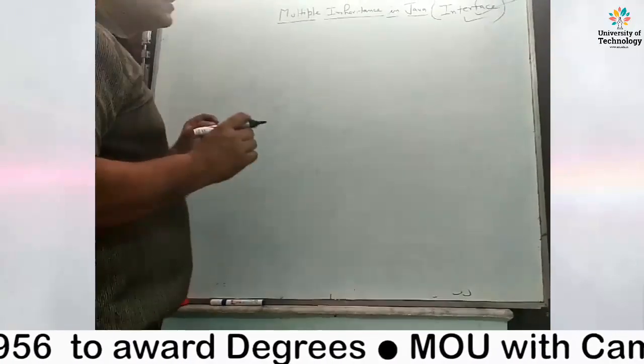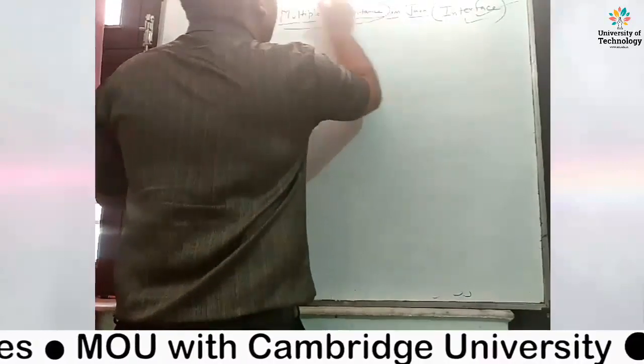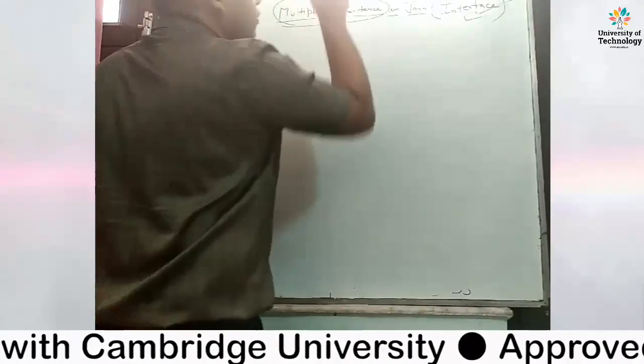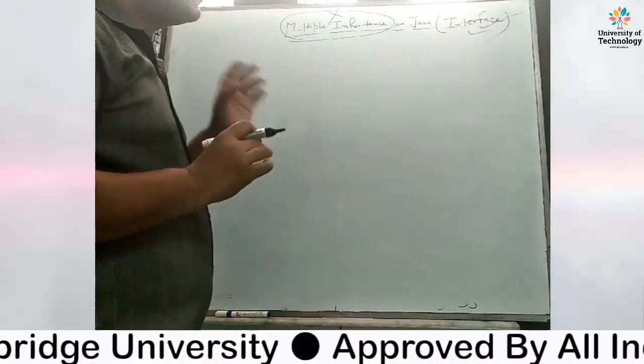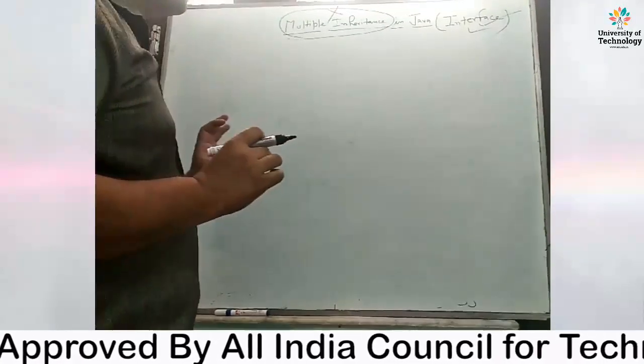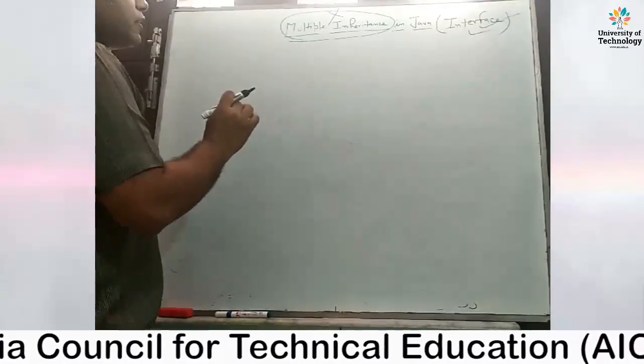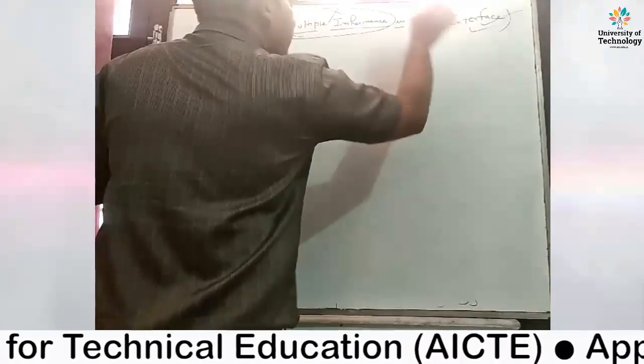Let us see. Once again, I want to clear here, Java does not support multiple inheritance. Java supports three types of inheritances: single level, multi-level, and hierarchical. Java does not support multiple inheritance, so Java supports a concept that is called interface.